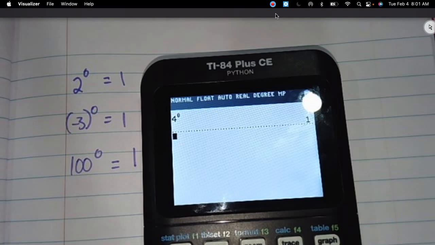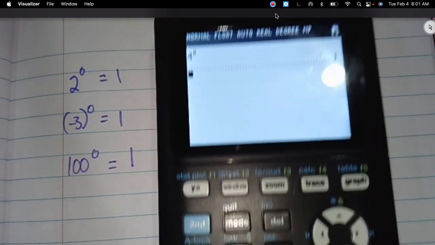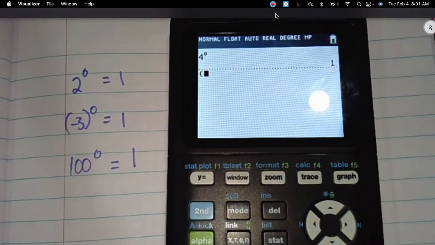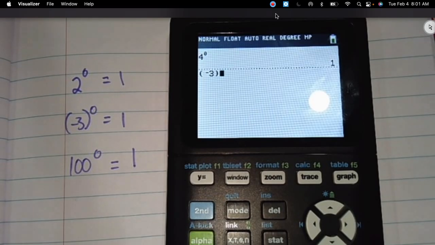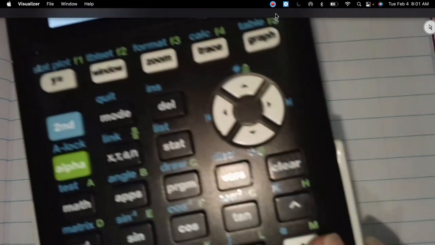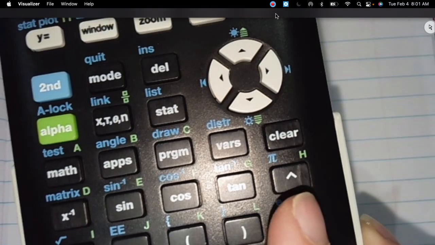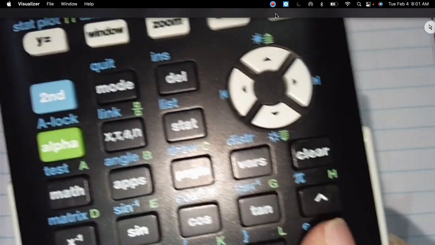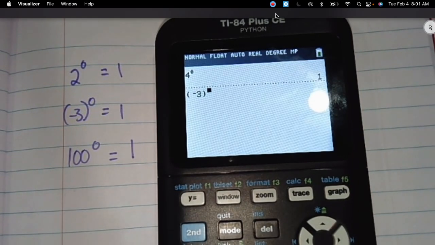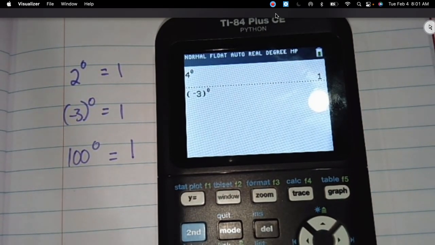Okay, how do you type to the 0? So I'm going to do negative 3. Notice I put it in parentheses. When you have a negative, you want to put it in parentheses, okay? Now the to the 0 power, see this little up arrow right here above my finger? Where H is, that's a little up. I call it the to the button, but it's just a little up arrow. So I'm going to raise that. I press the up button and it does that. And I type in 0.